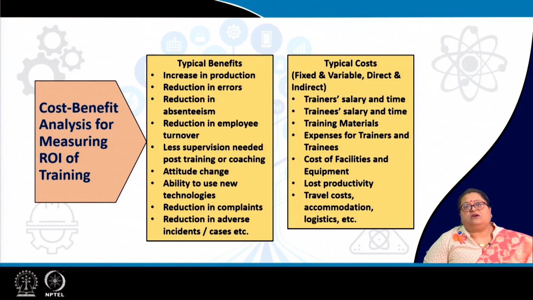The typical costs are fixed and variable costs, direct and indirect costs, like trainer's salary and time, trainee's salary and time, training materials, expenses for trainers and trainees, cost of facilities and equipment, lost productivity, travel costs, accommodations, logistics, etc.